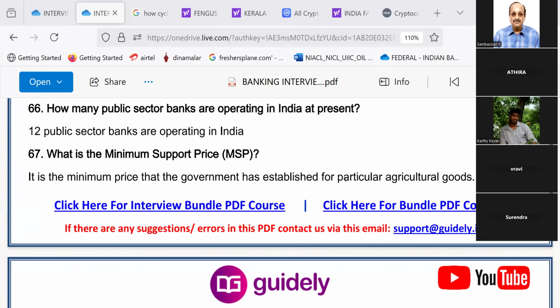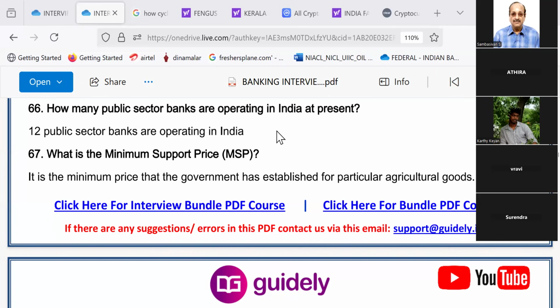How many public sector banks are operating in India at present? There are 12 public sector banks operating in India. Continue. What is the minimum support price? It is the minimum price that the government has established for particular agricultural goods. Farmers' sons, they must know about what is minimum support price.